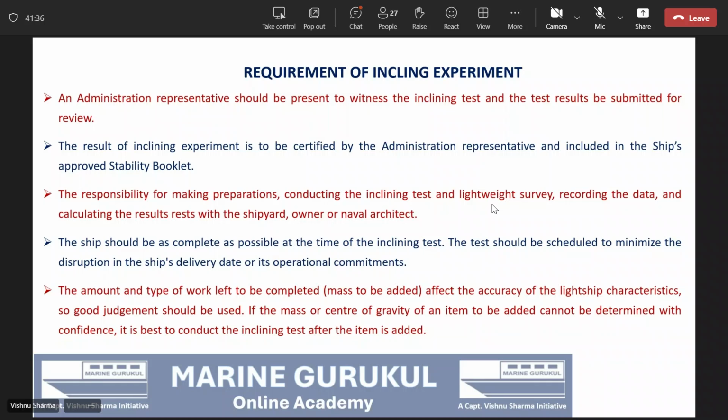The amount and type of work to be left, like the generator example I gave you. The amount and type of work left to be completed affects the accuracy of the light ship characteristics, so good judgment should be used. If the mass or center of gravity of an item to be added, like the generator, cannot be determined with confidence, it is best to conduct the inclining experiment after the item is added. However, if you are sure, if it is acceptable, and you know what you're going to add, then you can conduct it without wasting time and without waiting for one single piece of equipment to arrive.